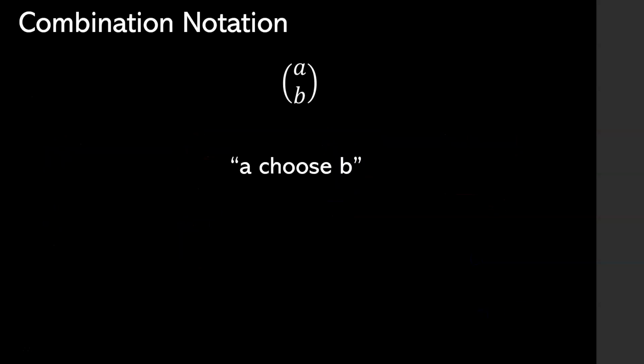So generally, A choose B, what would the formula for that be? Hopefully by now you're on board. That's A factorial, the number on top, the number of things we're choosing from, over B factorial, the number of things we're taking home or keeping, times A minus B factorial of that difference.